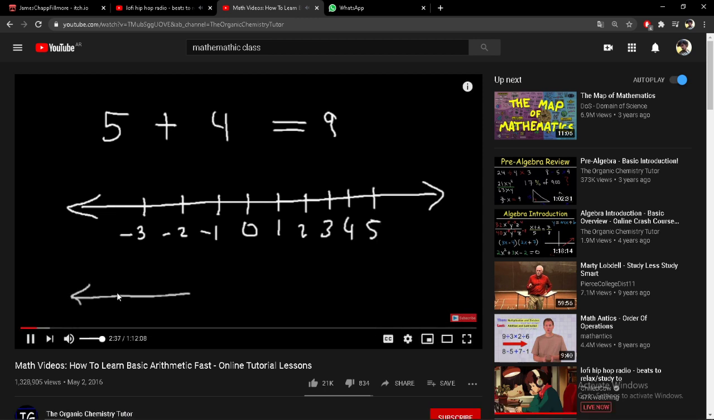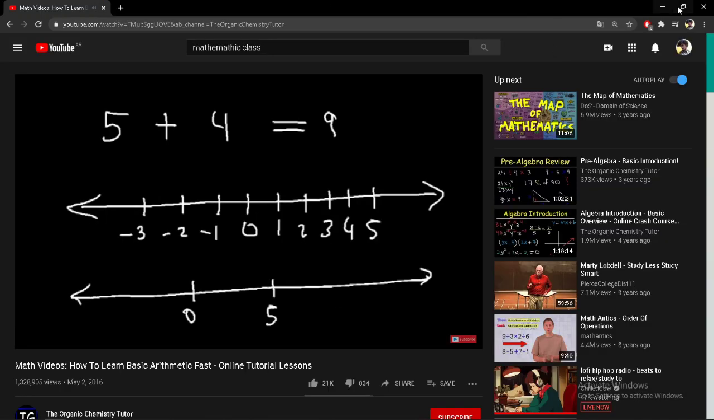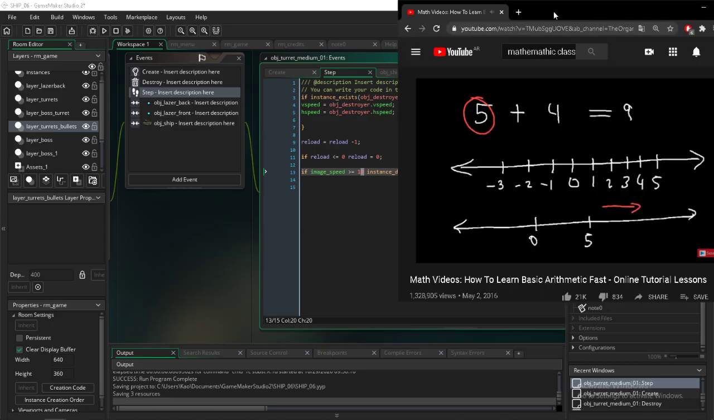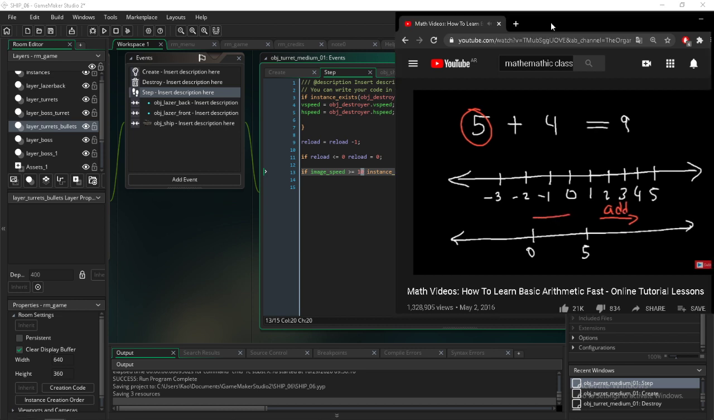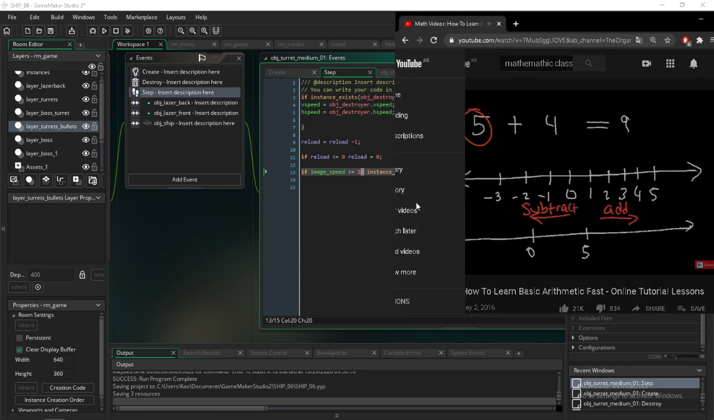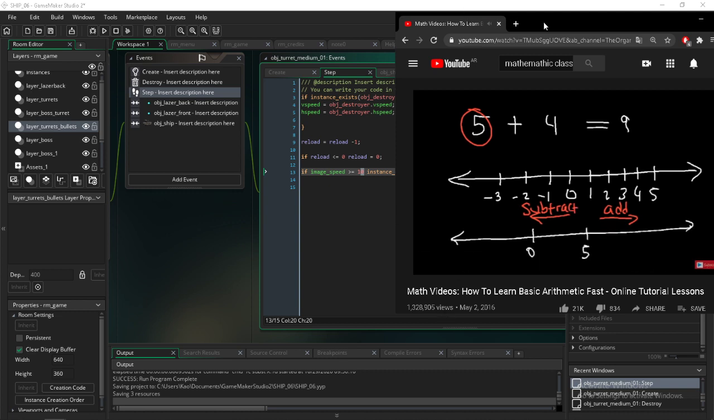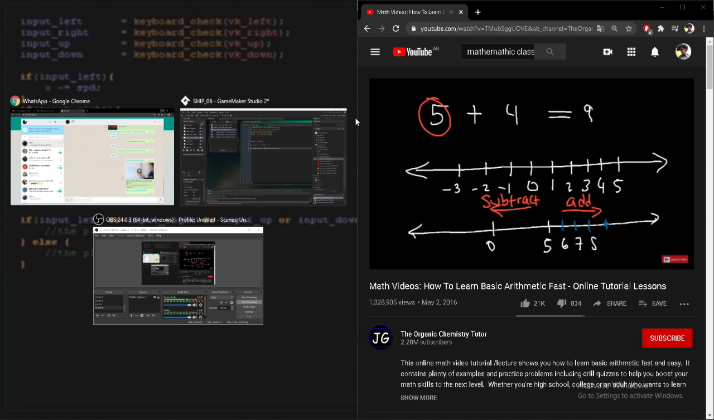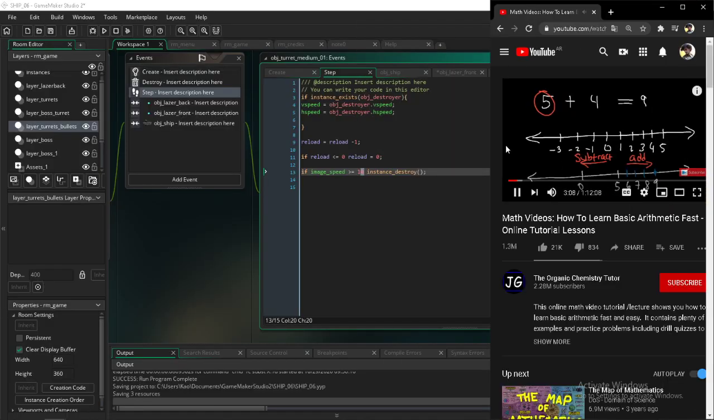But now, let's start from 5. Let's say 0's over here and this is 5. Starting from 5, you want to add 4. If you wish to add, you need to go to the right. If you want to subtract, you need to move to the left side. So since you want to add 4, we're gonna go 4 units to the right. So 1, 2, 3, 4, and we're gonna stop here. So this is gonna be 6, 7, 8, 9. Therefore, 5 plus 4 is 9.